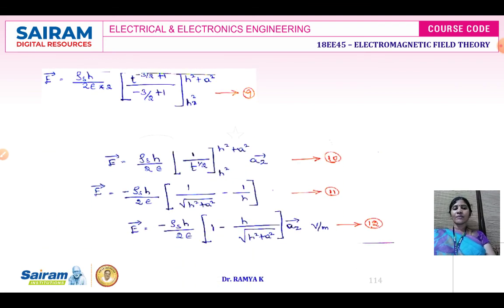Once it is done, you will get the electric field intensity as E is equal to rho s divided by 2 epsilon times 1 minus h divided by root of h square plus a square, into a_z vector.